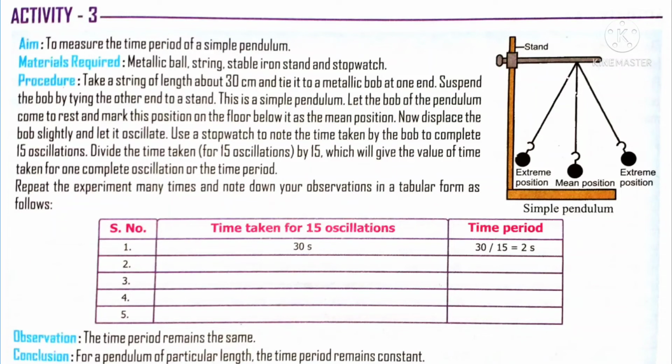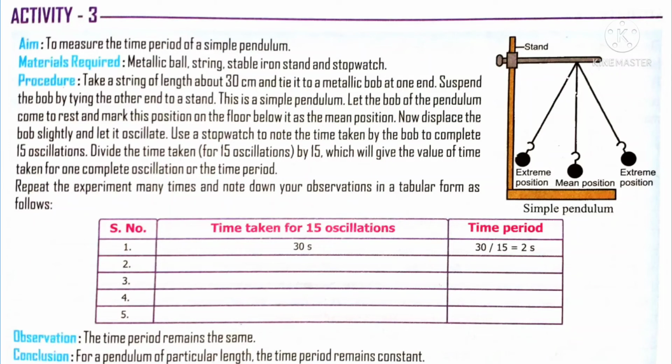In the first case, the time taken will be more because the length of the string is more. In the second case, the length of the string is only 15 centimeter, which is shorter than 30 centimeter, so the time taken will be very short. This activity clearly tells you that the time taken for one complete oscillation depends upon the length of the string to which the bob is attached.